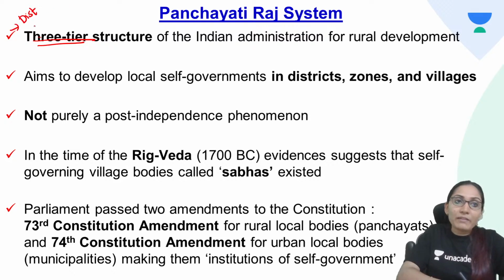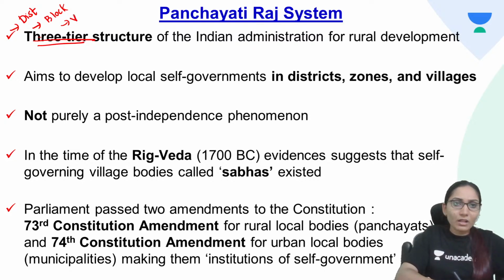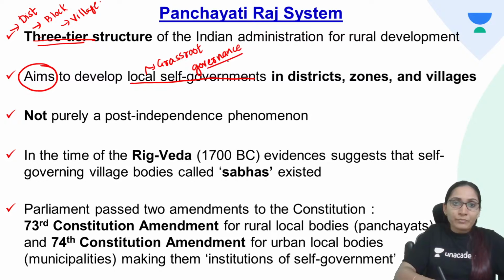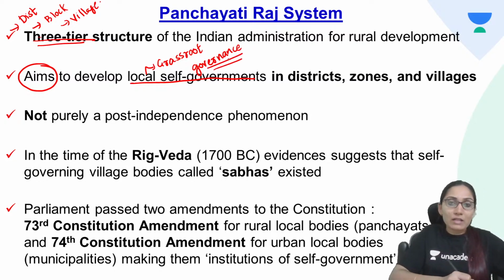At the top level, we have the district panchayat, then we have the block panchayat, and then we have the village panchayat or the gram panchayat. So this is the 3-tier structure that we have in India. What is the very purpose of Panchayati Raj institutions? It is to develop local self-government, or what we call grassroots governance. So local self-government or grassroots governance in the district, in the zones and villages.